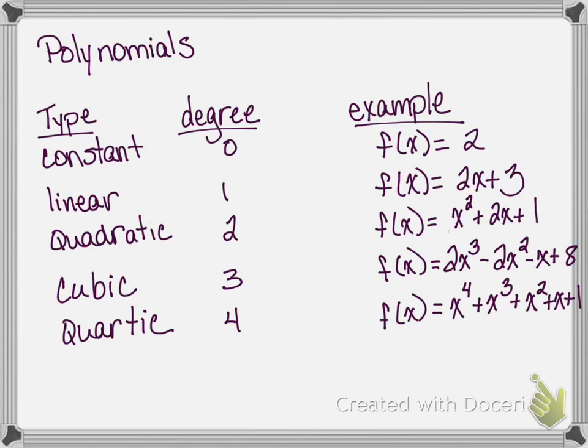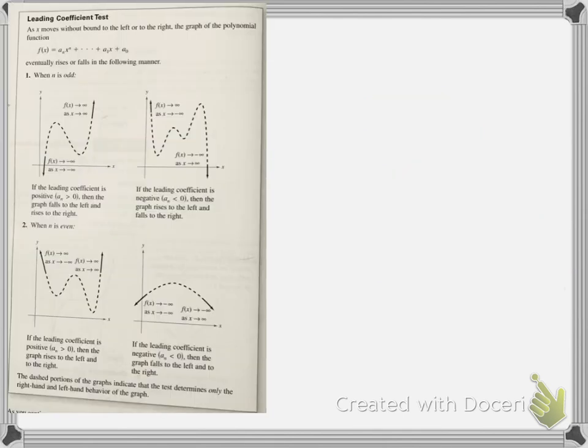What we're going to focus on now is the behaviors of these graphs. I know this is a little bit small, but I'm going to write a lot of stuff off to the right. You have something called a leading coefficient test. To look at the leading coefficient, you have to look at the term that has the highest exponent. It doesn't matter which order you're in.